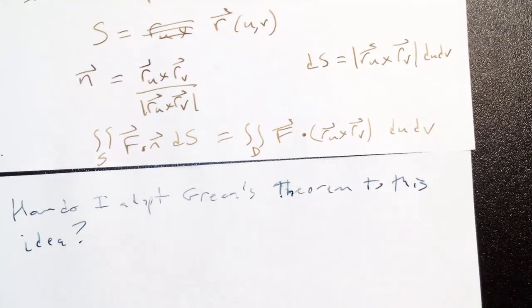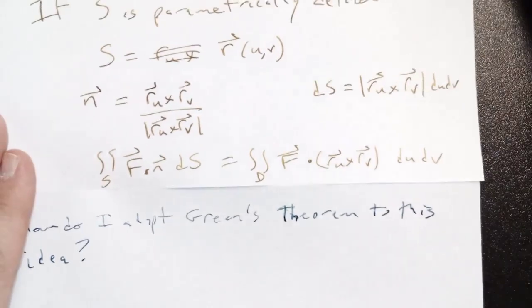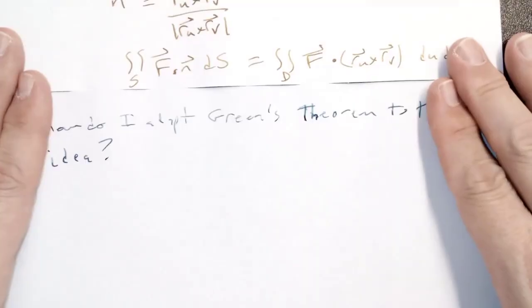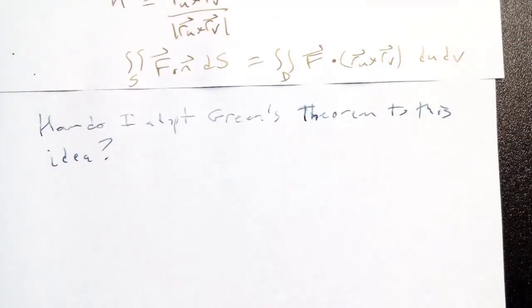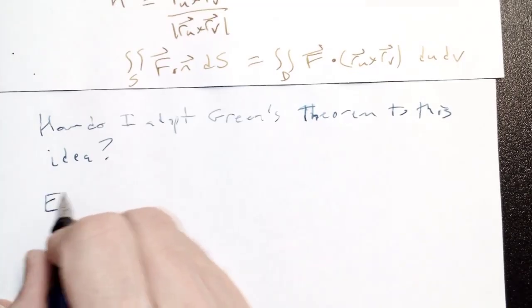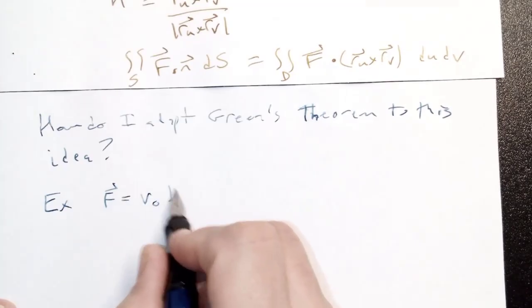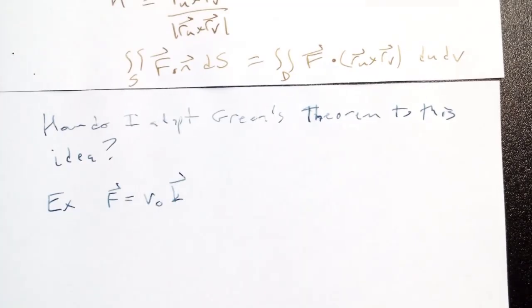Well, the advantage is that I'm not going to do this. I'm going to find somebody who already did it and tell you about it. But here's a motivating example. Suppose my vector field is going straight up.